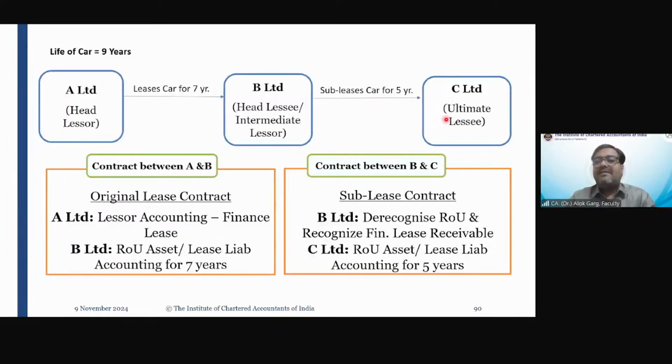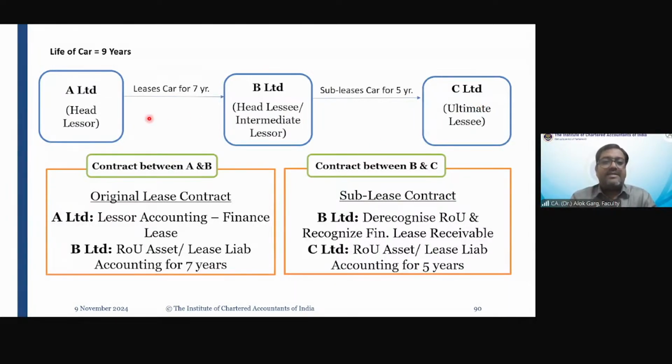whenever this kind of arrangement exists, the standard has given the accounting for it. So let me explain that. For example, the life of the car is 9 years. A Limited is the head lessor. It leases the car for 7 years to B Limited. B Limited is the head lessee and intermediate lessor. Why? Because B Limited subleases this car for 5 years to C Limited, who is the ultimate lessee.